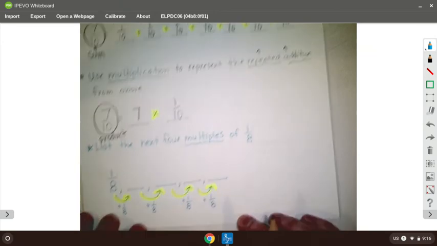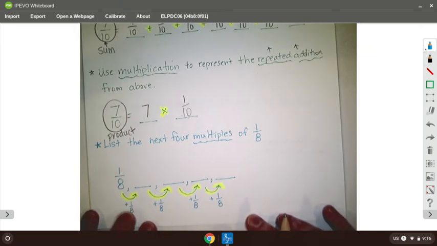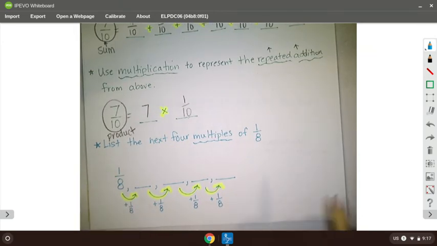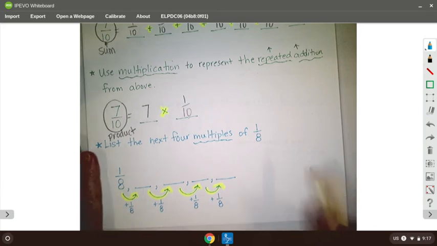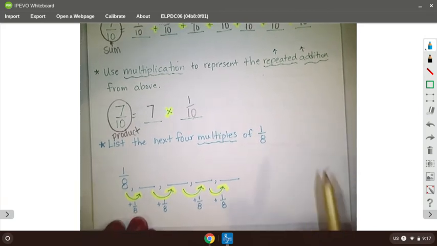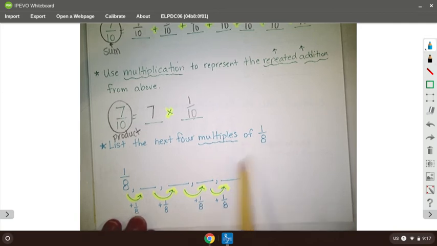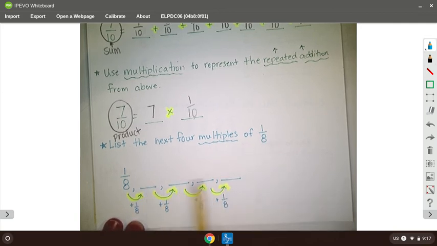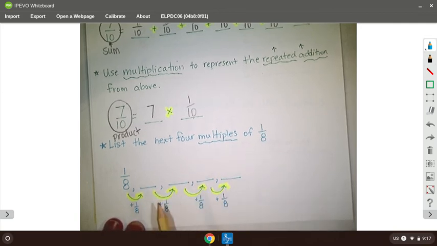The next thing you're going to be asked to do today is multiples. And we did multiples of whole numbers. It's when we skip counted to come up with our lists, okay? When we did least common multiple. So now we're going to find multiples of fractions. So they're going to give you a unit fraction and you're going to have to come up with the next few terms, okay? The next few multiples. And all you're going to do is add your original unit fraction.